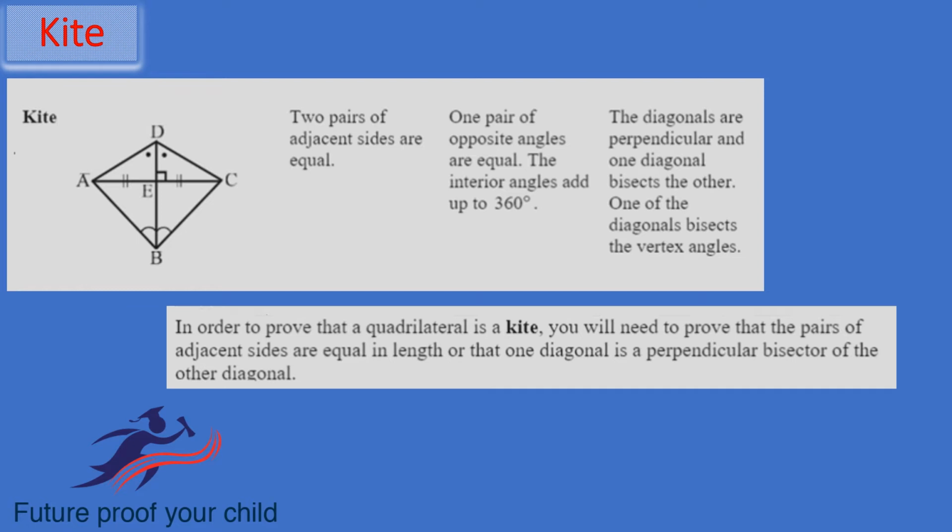So in order to prove that a quadrilateral is a kite, you will need to prove that the pairs of adjacent sides are equal in length, or that one diagonal is the perpendicular bisector of the other diagonal.